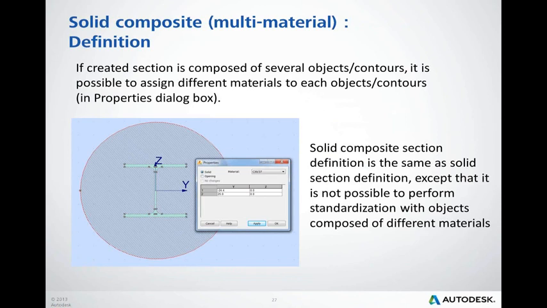If the created section is composed of several objects or contours, it is possible to assign a different material to each object or contour in the Properties dialog box. Solid composite section definition is the same as solid section definition, except that it is not possible to perform standardization with the object composed of different materials.